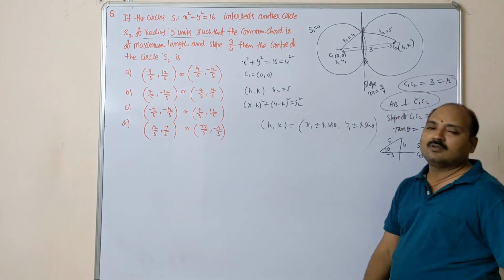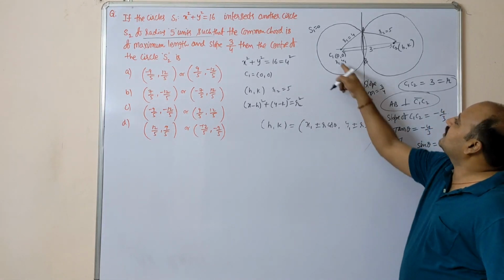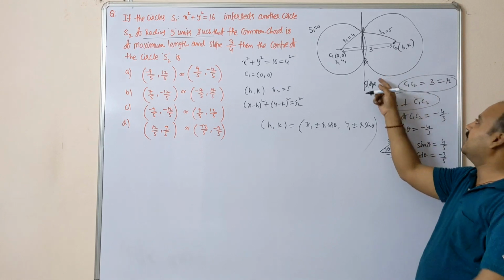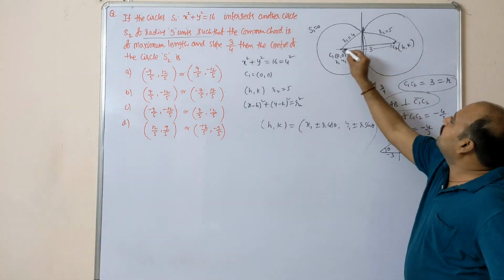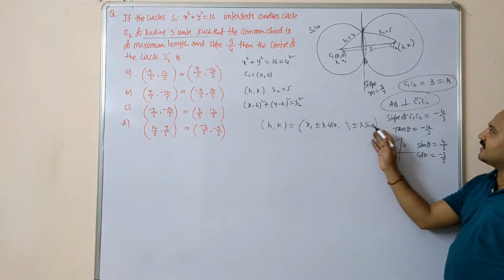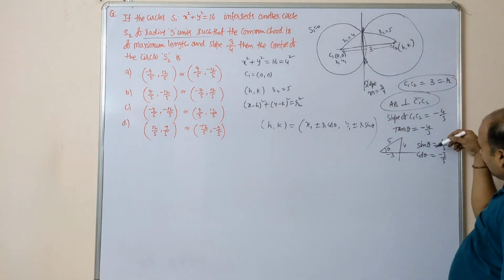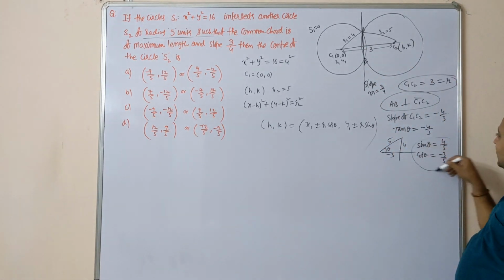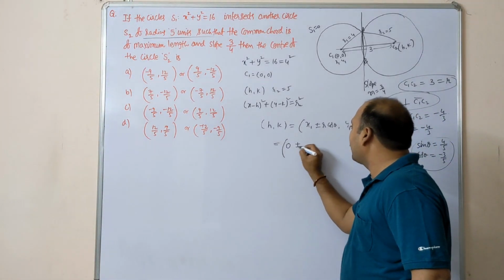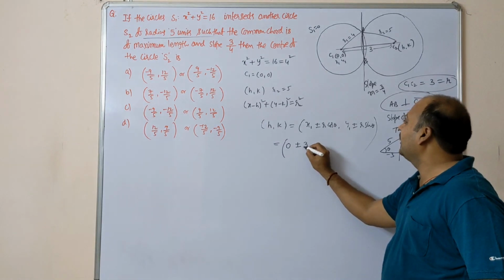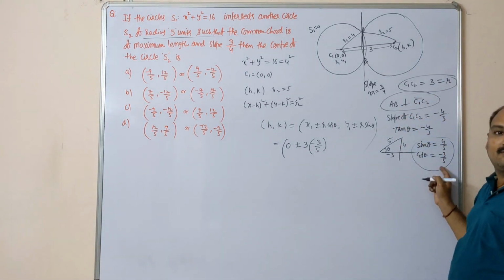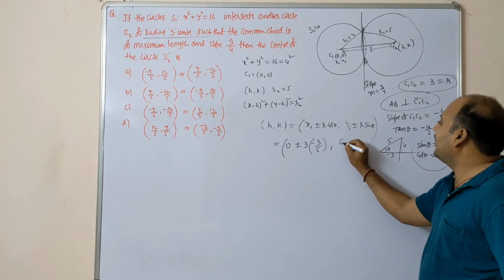So x1, y1 is the first circle center, and I want to get h comma k, the second circle center coordinates. The distance between them is 3 units, that's what I wrote, r equals 3. Cos theta, sin theta, related to the C1, C2 slope, I calculated now. These are the sin theta, cos theta values. So x1 value 0 plus or minus r value 3 times cos theta value minus 3 by 5, comma, y1 value 0 plus or minus 3 times 4 by 5.